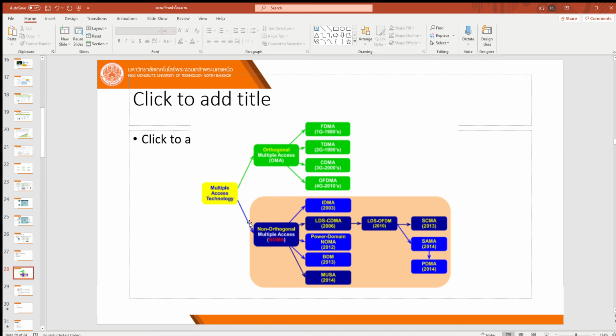A long time ago, we used techniques called FDMA, TDMA, CDMA, and eventually we went to OFDMA. But for NOMA in the future, they're going to go for IDMA, CDMA, LDS-CDMA, Power Domain NOMA, BDM and MUSA. And in the future, the trend will go for NOMA.